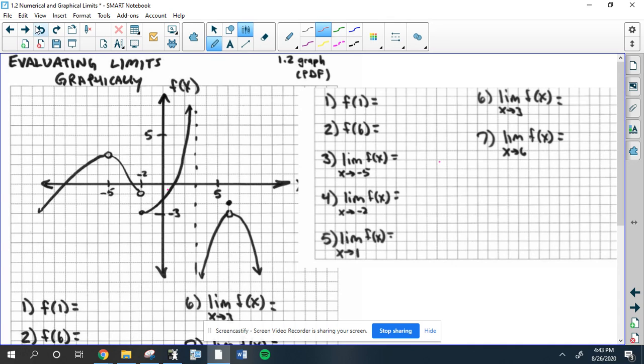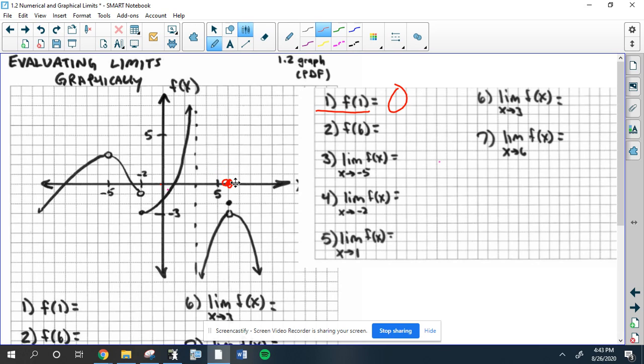So first of all, question number 1 says, what is f of 1? So that's not even a limit question. That's an algebra trig question, but sometimes that gets confusing, so that's why I'm including it. f of 1 is the value of the function when x equals 1. Here's x equals 1. The value of the function is the y value, which is 0.